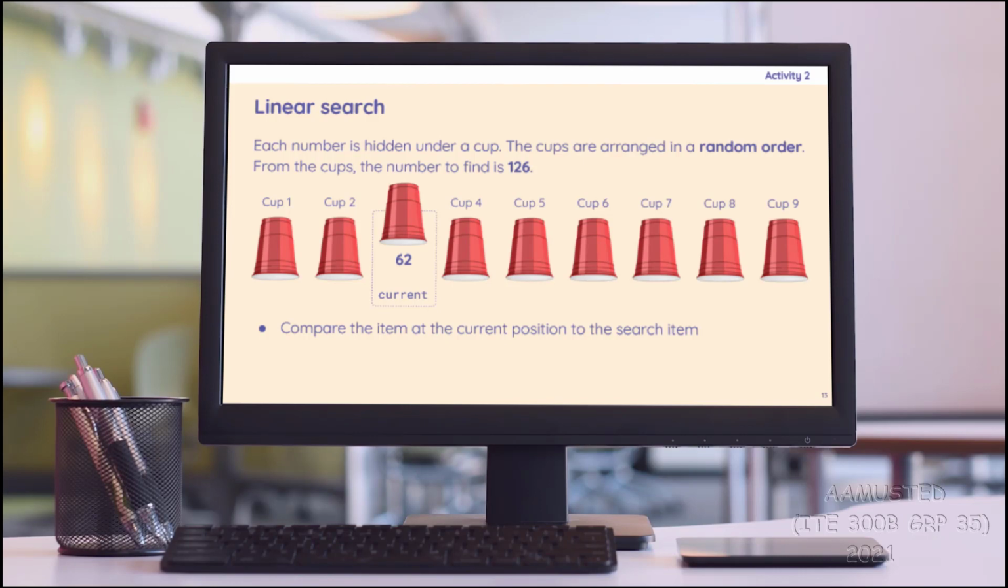So we place the cap 3 back and then move to cap 4. We open cap 4, we see number 9 under it. Are we looking for number 9? No. So we move on to the next cap.